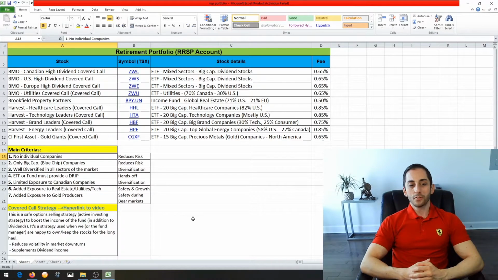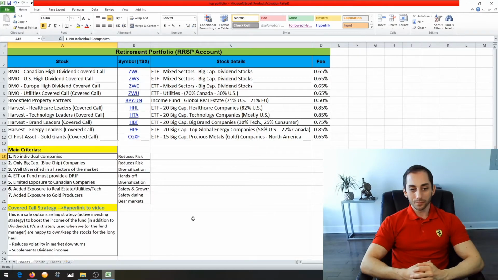All right, so let's review my criteria before we review the funds one by one. The first one is I didn't want any individual companies. This reduces your risk. You're not putting all your eggs in one basket. Number two is I only want big cap blue chip companies. These companies tend to be financially stable, and this is exactly what you need in a retirement account.